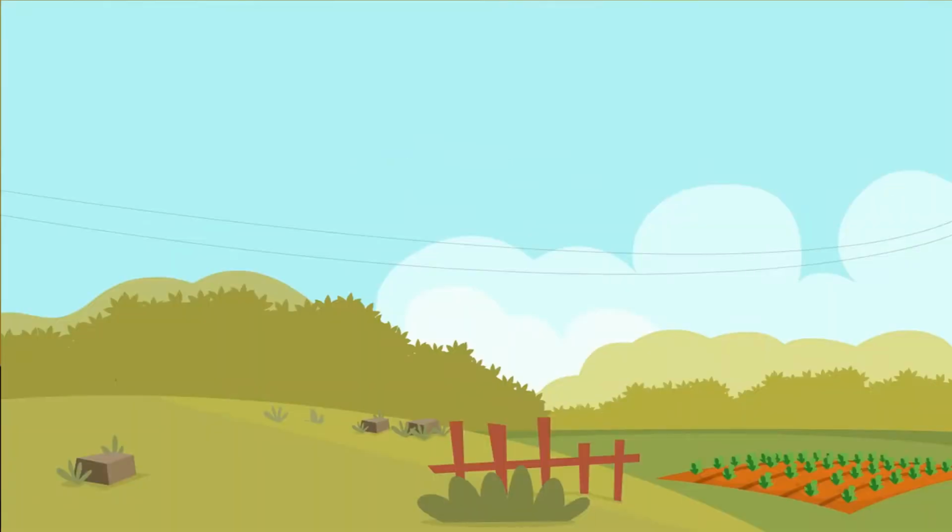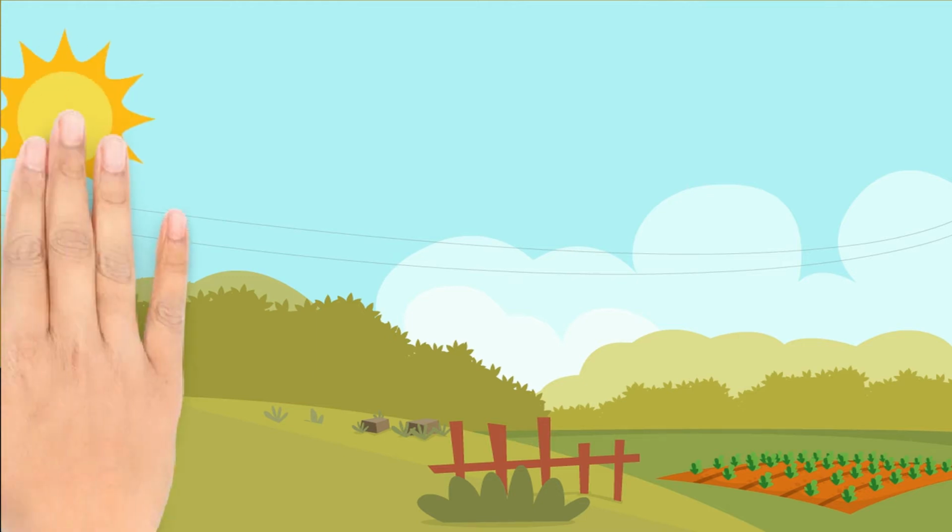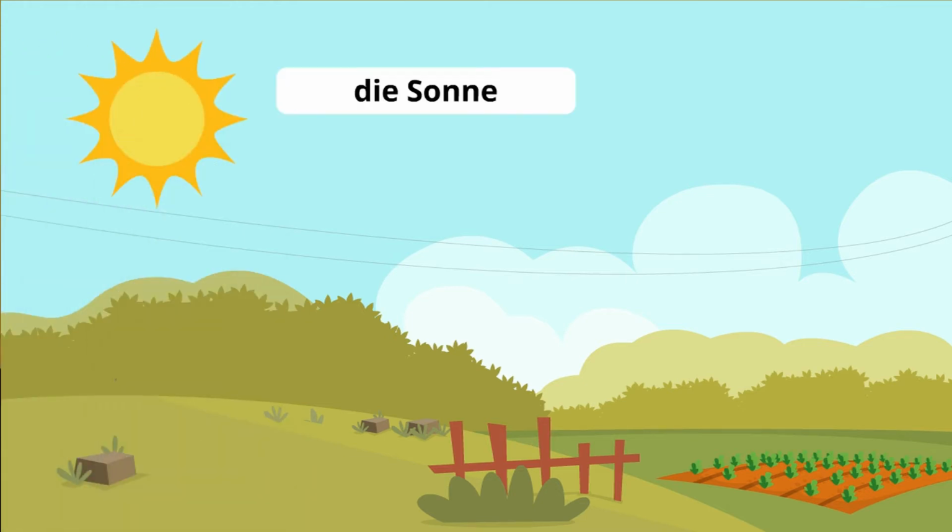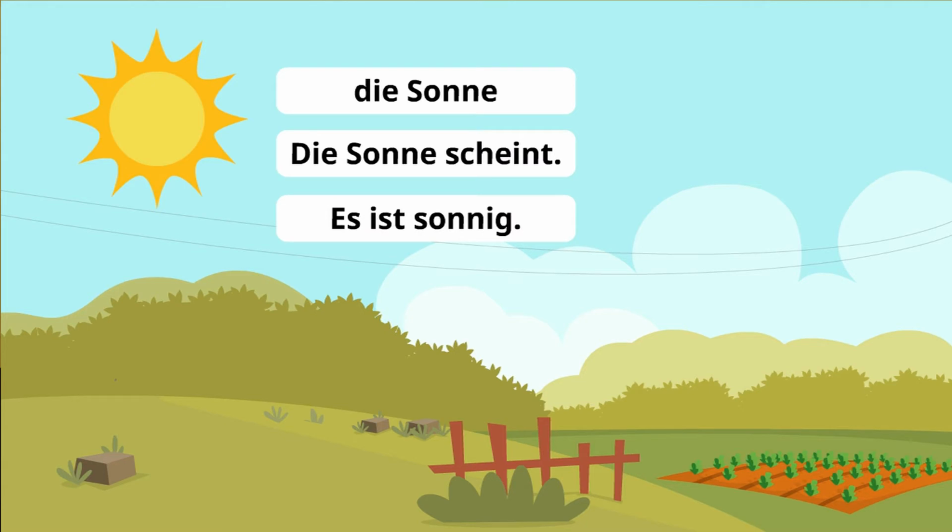Now let's see how you can actually describe weather. There is typically more than one way to do this. Das ist die Sonne. Die Sonne scheint. But you could also say, es ist sonnig.